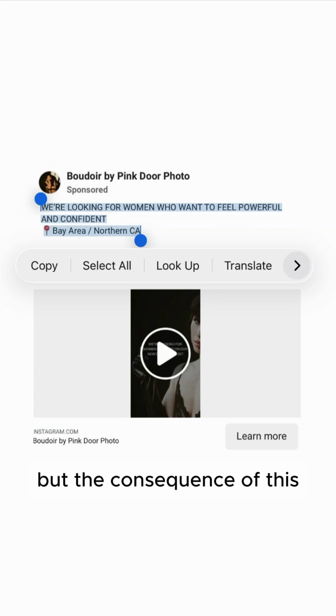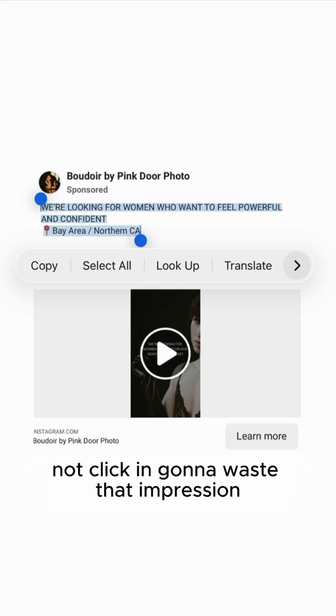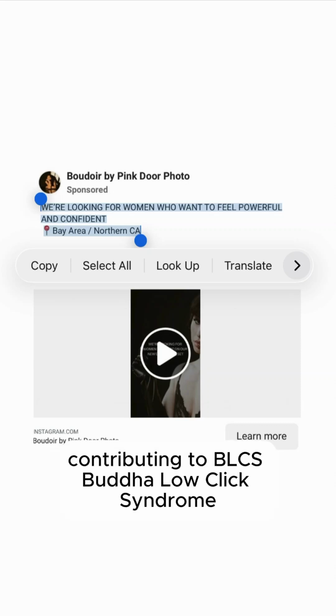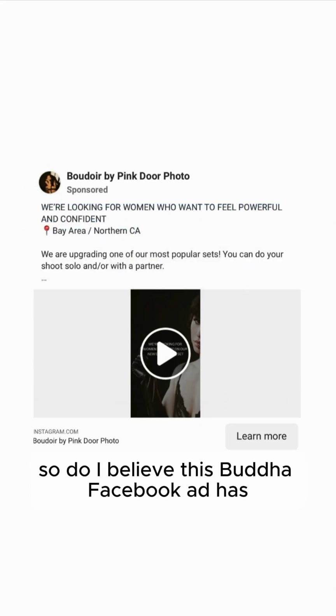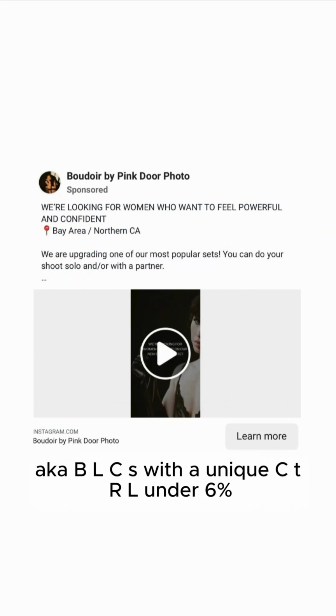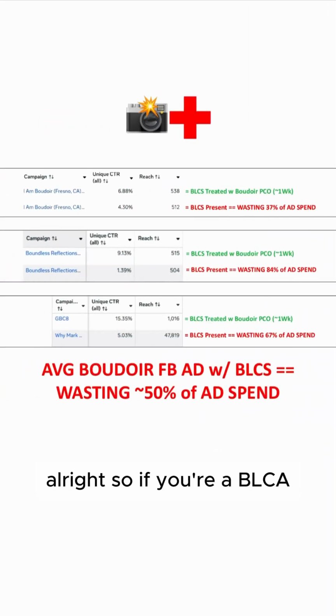But the consequence of making this mistake is way more women actually going to scroll by our boudoir Facebook ad, not click in, going to waste that impression, bringing our unique CTR under 6%, contributing to BLCS, boudoir low click syndrome. So, do I believe this boudoir Facebook ad has boudoir low click syndrome, aka BLCS, with a unique CTR under 6%? Yes, I do.